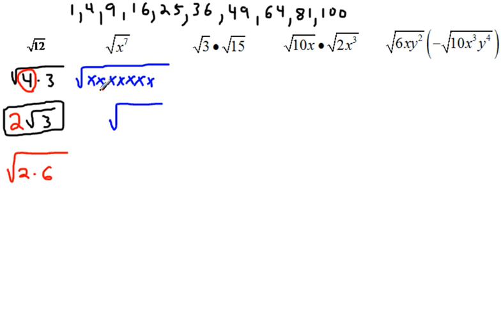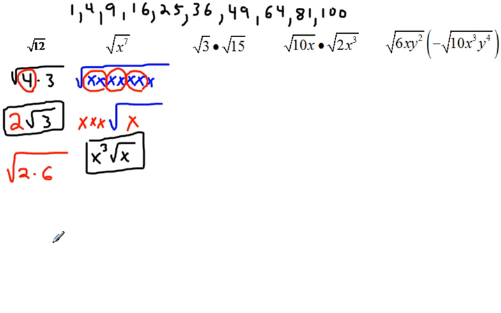For every pair you count, one factor of x comes to the outside. So I see 1, 2, 3 pairs of variables. So 1, 2, 3 factors of x come to the outside. What's left on the inside? One factor of x. I would never leave it like this, of course. We know that x times x times x is x to the 3rd power. x to the 3rd root x is our answer here.